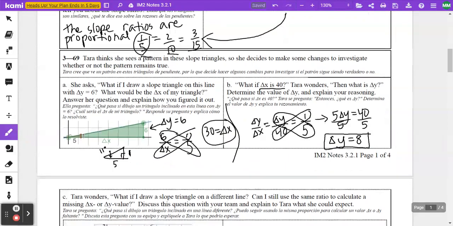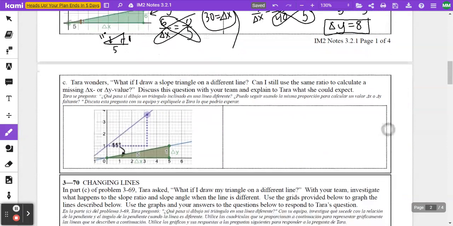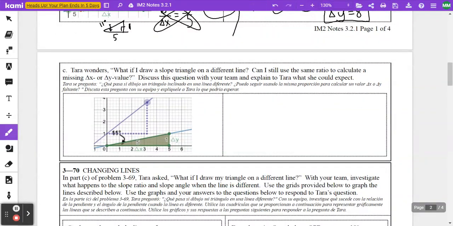We continue. Part C says, Tara wonders, what if I draw a slope triangle on a different line? Can I still use the same ratio to calculate a missing change in x or change in y value? If you're in person, you'd be discussing this question with your team. You're doing this video, so you're probably doing it on your own. Anyway, the question is, can I still use the same ratio? And let's think.